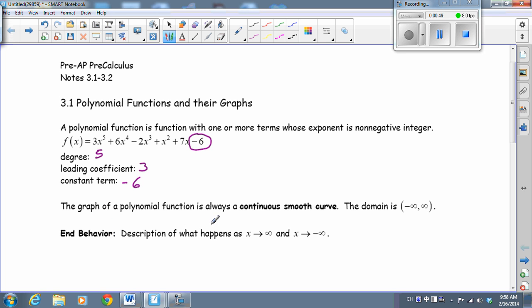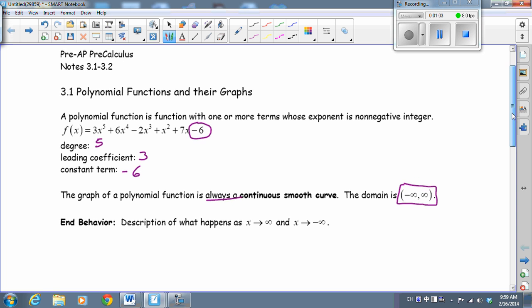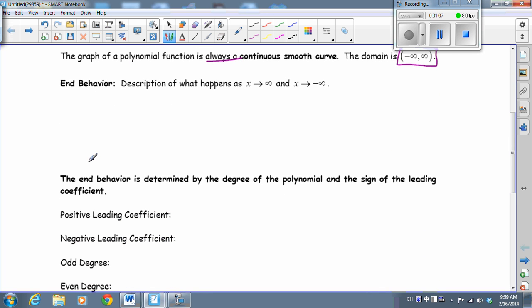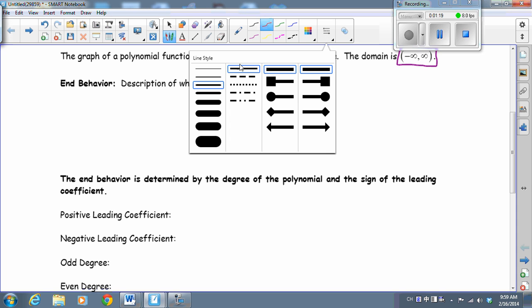The graph of a polynomial function is always a continuous smooth curve. The domain is also -infinity to infinity. Regardless of what the polynomial is, the domain remains -infinity to infinity. Let's talk about the end behavior. The end behavior is just a description of what happens as x approaches infinity and as x approaches -infinity. I will give you some clues that will help you determine that behavior.